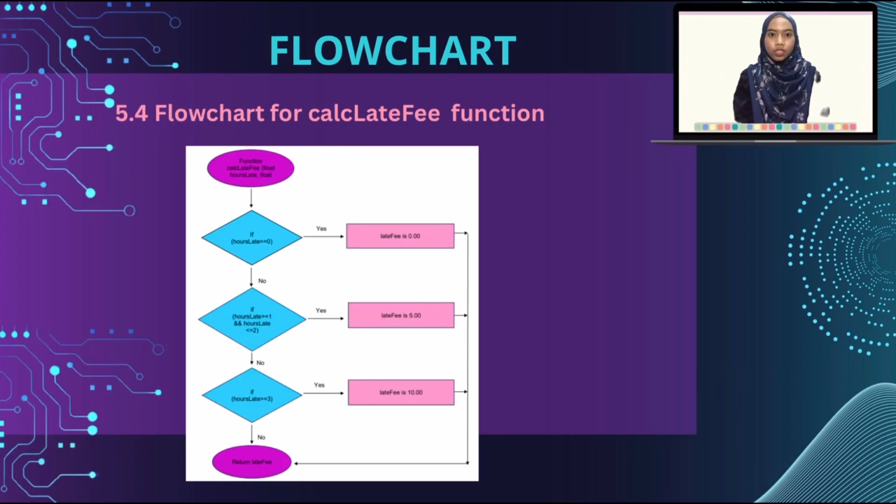The next one is the flowchart for the calculate late fee function. Firstly, we start with declaration. Next is selection. If the customer returns the phone 0 hours late, then the late fee is 0. But if the customer returns the phone more than or equal to 1 hour and less than or equal to 2 hours late, the late fee is RM5 Malaysia. And if the customer returns the phone more than or equal to 3 hours late, the late fee is RM3 Malaysia, and the late fee will be returned.